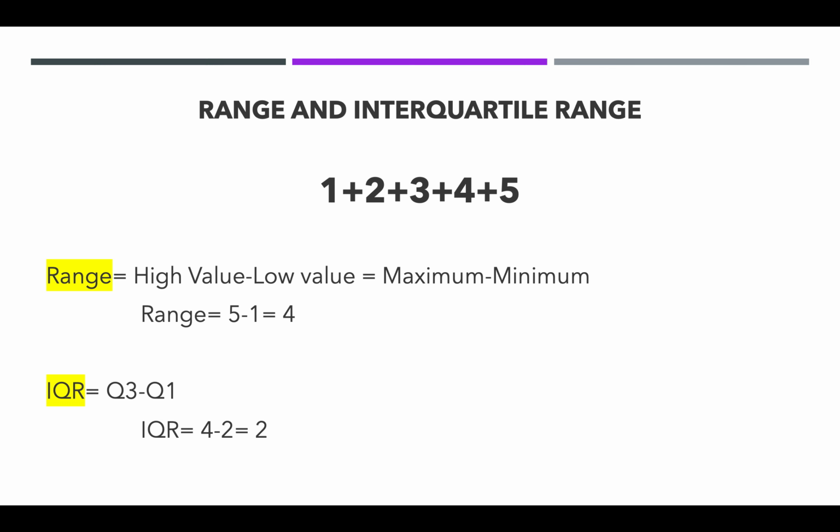Moving on. In statistics, we always would like to find the range. So the range, you take the maximum minus the minimum, high value minus low value. 5 minus 1 equals 4. The interquartile range is Q3 minus Q1. So in this case, 4 minus 2 equals 2.